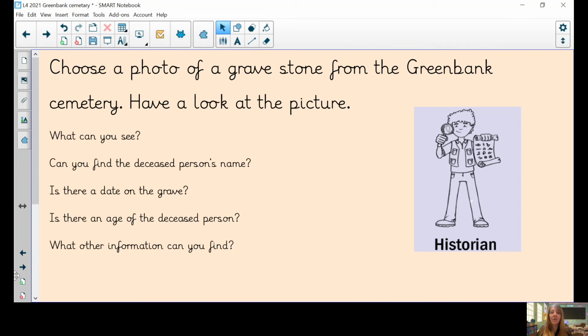And you can also have a little look on the website in case you wanted to find any more information out for yourself. Okay, so remember, we're answering the question, how can we find out about people in the past? And you can be using our local community to answer that question. And that's why we've been looking at the Greenbank Cemetery.